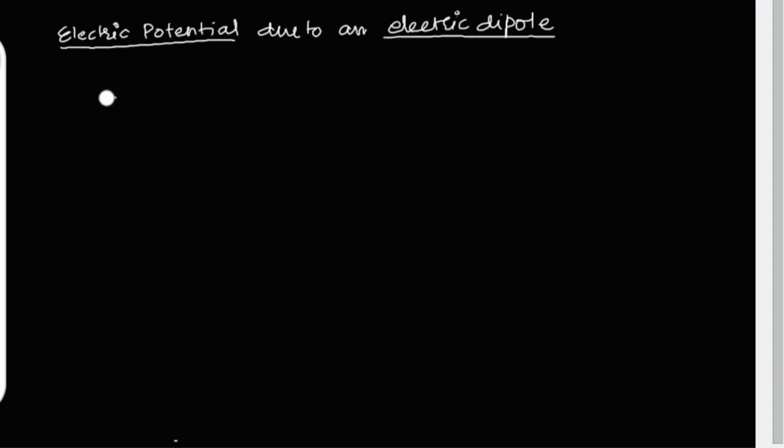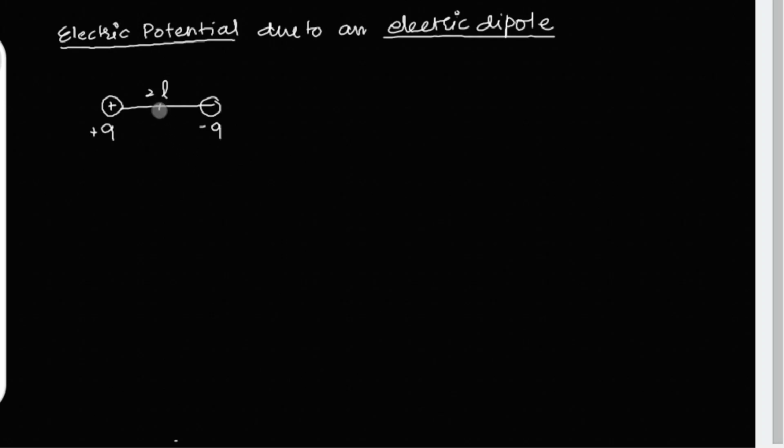As we know, the electric dipole is nothing but two charges taken at a finite distance. Let us consider this is plus q charge and this is minus q charge. They are separated from each other by a finite distance, which is 2L. Then this is known as an electric dipole.